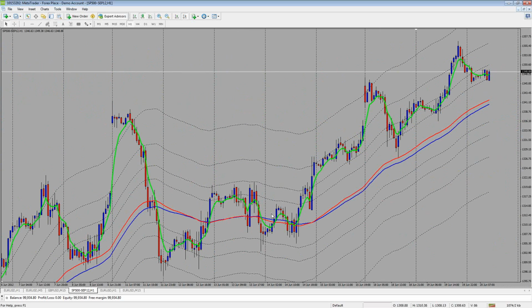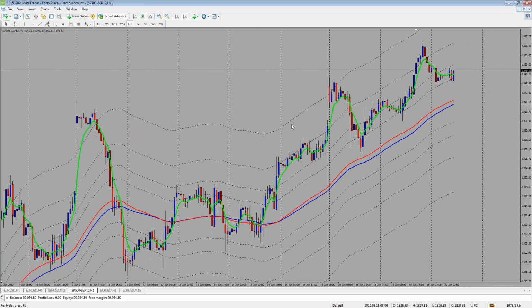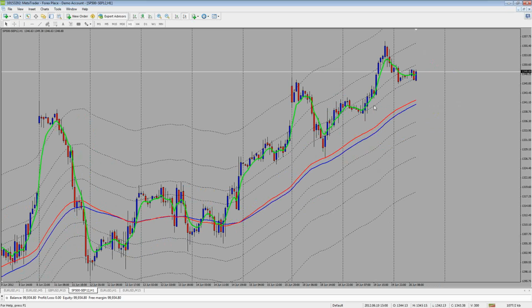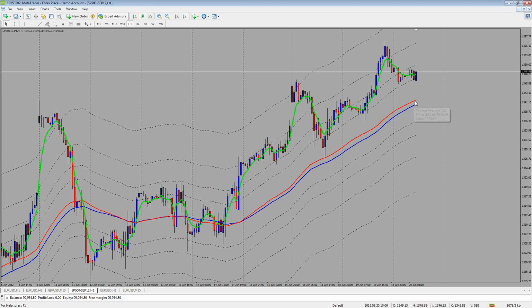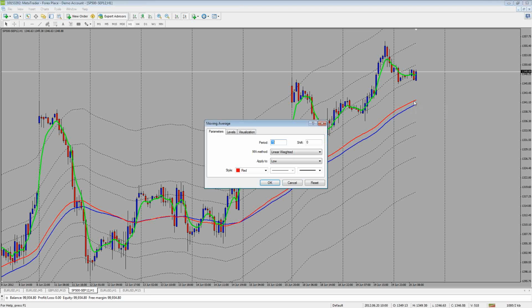For those of you who want to receive the indicators or the template, it's actually only a template because all it has is just 3 moving averages and the levels of the 75 moving average. It doesn't have anything else here, no other indicators. So if you want the template, or you can set it yourselves. 5 exponential close, that's the first moving average. The 2 other moving averages are 75 and 85 linear weighted low. Okay, so 75 and 85 linear weighted low, and the 75 moving average also has these levels.